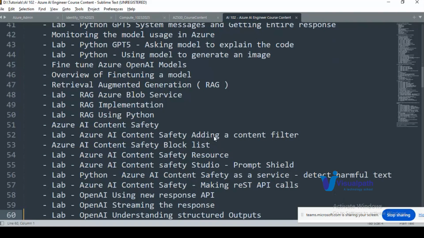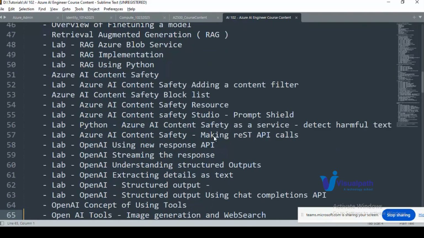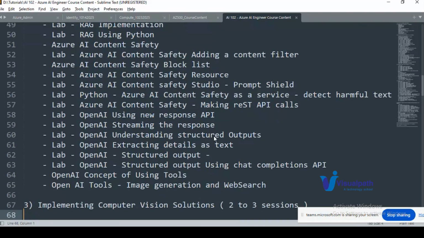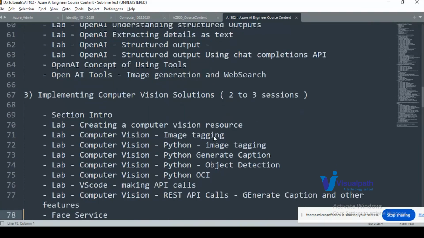We'll get into the very important side of Azure AI or AI, which is content safety. We'll go through what is content safety, what are various content filters we have. We'll work with the Content Safety Studio. And as the last few topics, we'll go through the OpenAI concept of using tools, image generation, like the other side, OpenAI. So we'll have a clear distinction between OpenAI and Azure OpenAI, and working with Azure integrated models.